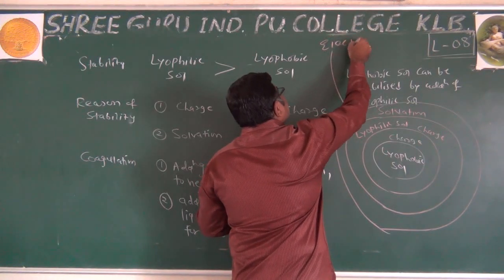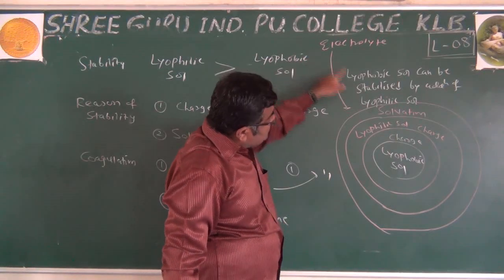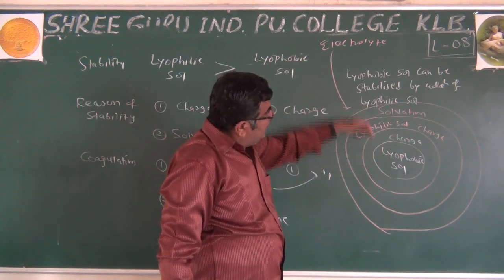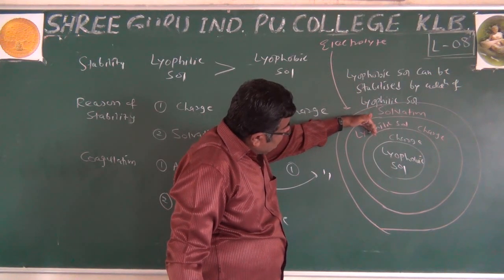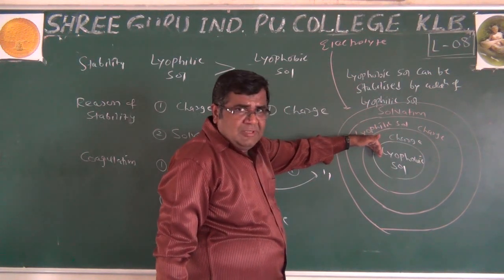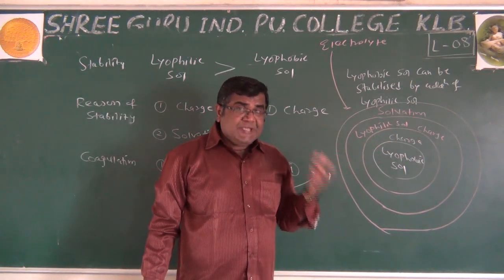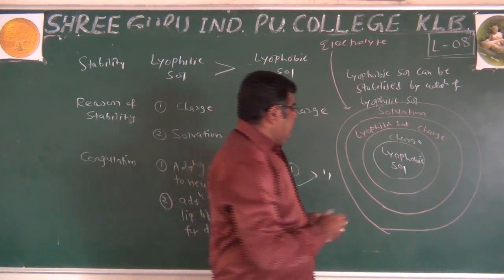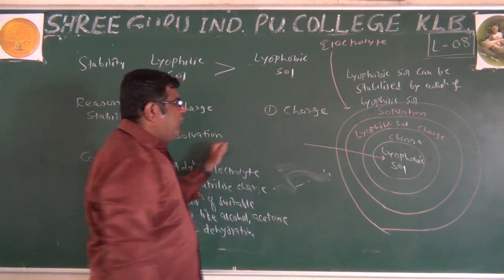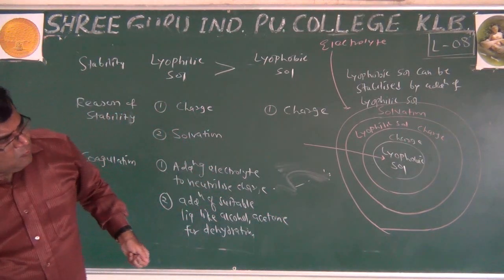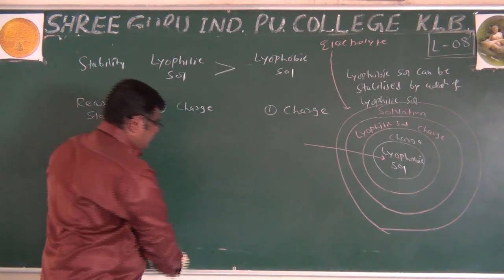So if an electrolyte is to be added to coagulate this lyophobic sol, it has to go through the layer of solvation, the charge of the lyophilic sol, and then the charge of the lyophobic sol. So we are increasing the security, protection is being done. In this case, this lyophobic sol is called a protected colloid.